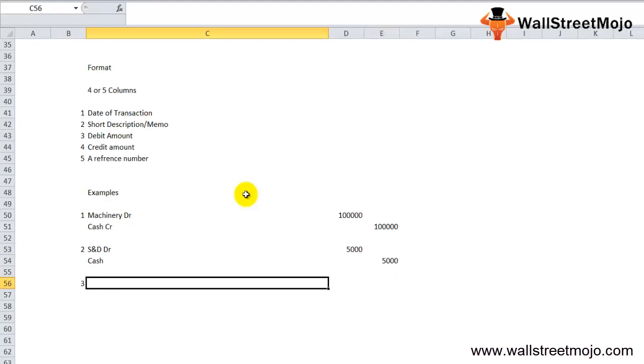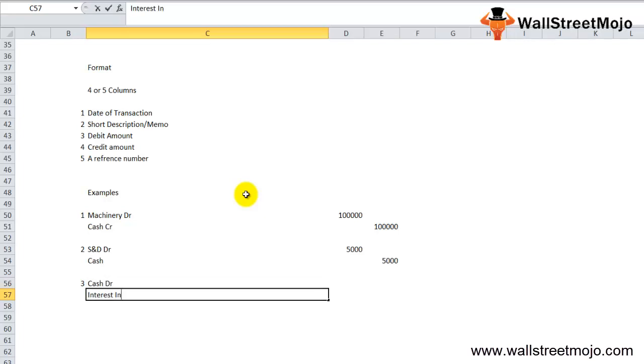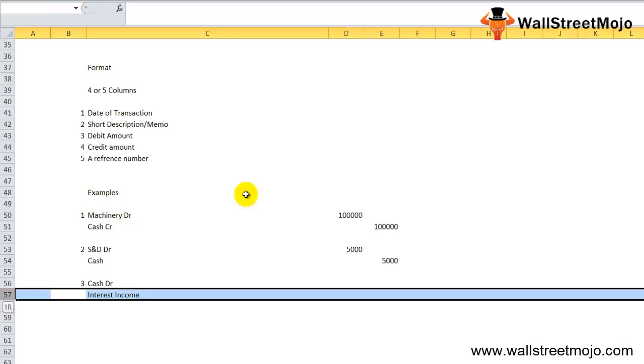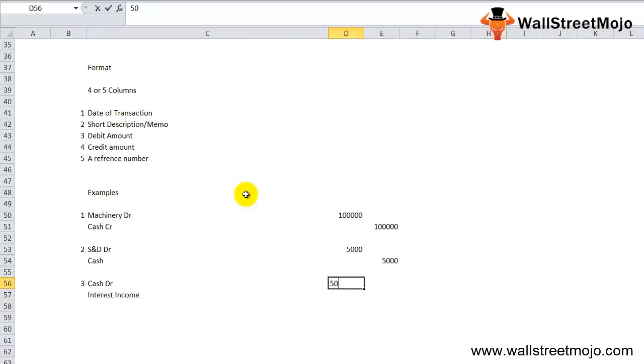Now let's take up an income. Let's say you're receiving an income, so cash is coming in and the income is the interest income. So interest income account credit, because debit the expense, credit the income. I'll take the same amount here.